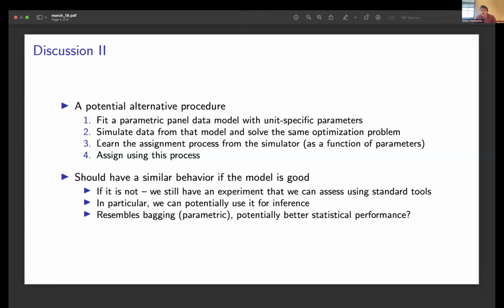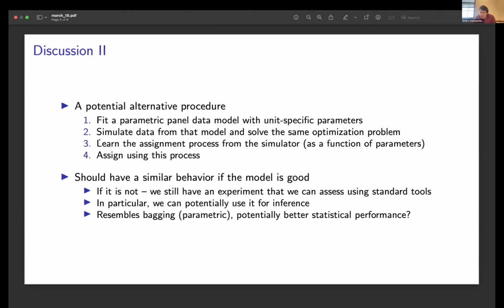And I have no idea whether it would work or not, but let me just propose something. Suppose that I start with the observed pretreatment data, and rather than just using it to solve the optimization problem, I first fit a parametric panel data model to this data. This can be a panel data model that follows the same structure, like a linear factor model that Alberto was describing, or some other model. I just fit it to the data.